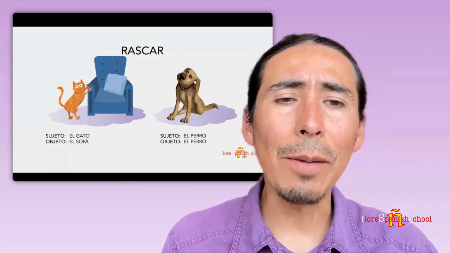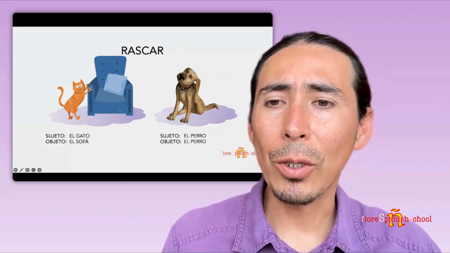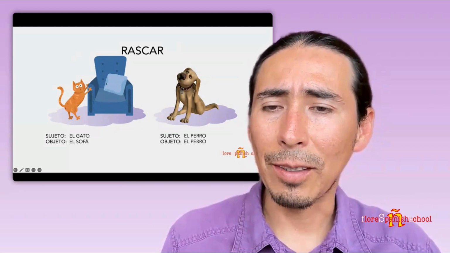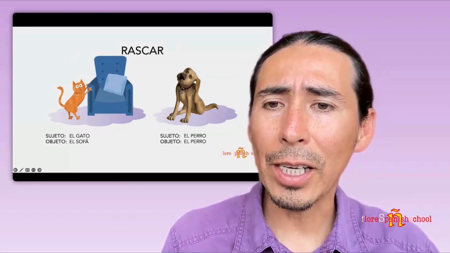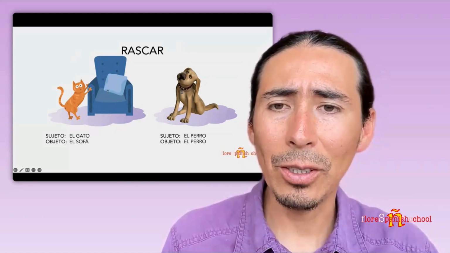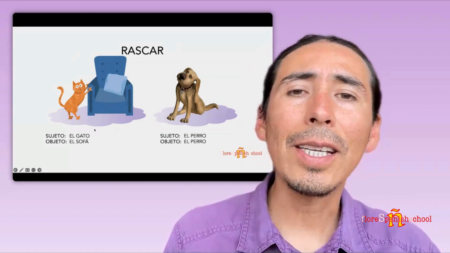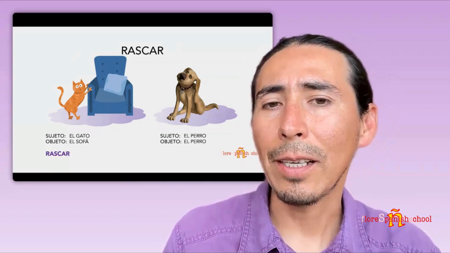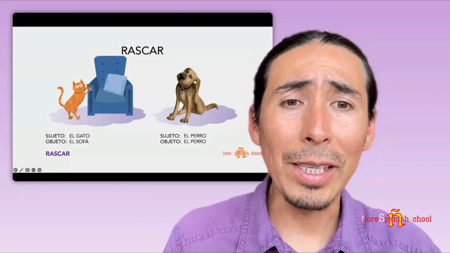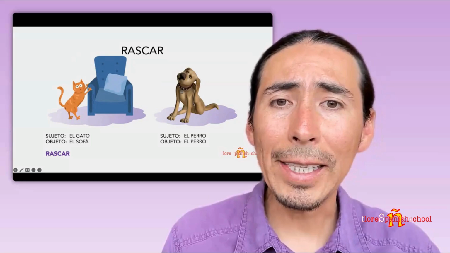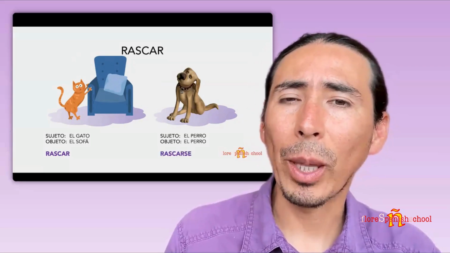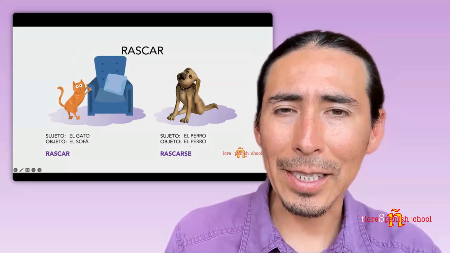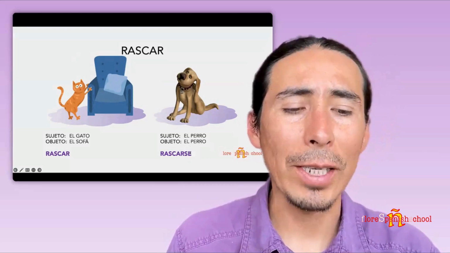This is something really important to understand because when the subject, el gato, and the object, el sofá, the one who is doing the action and the one that is receiving the action, are different, that is a normal verb that we were learning all this time, like verbo rascar. But when they match, that is a verbo reflexivo, rascarse. So we recognize it with this ending, rascarse, that we understand that it is a verbo reflexivo.